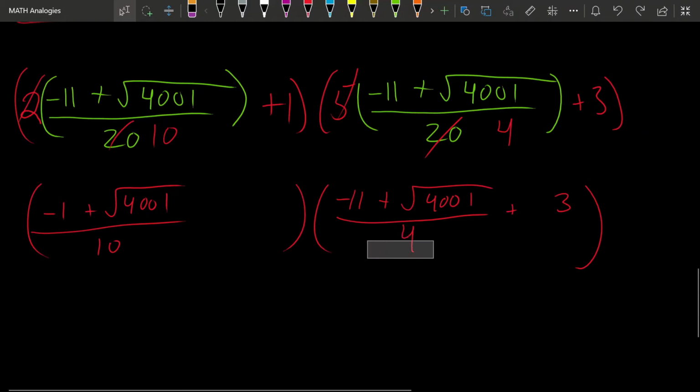We see there's a 4 down here on the bottom. So we need the 3 over a 4. But 3 isn't equal to 3 over 4. What 3 is equal to is 3 times 4 over 4. See, 3 is equal to 3 times 4 over 4 because they would just cancel out. But what is 3 times 4? It's 12.